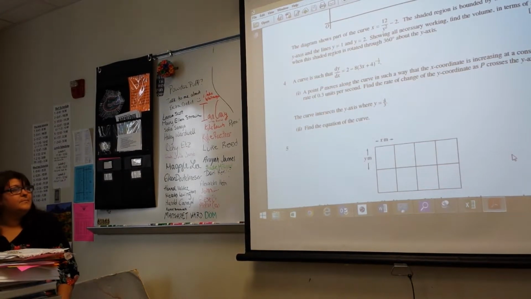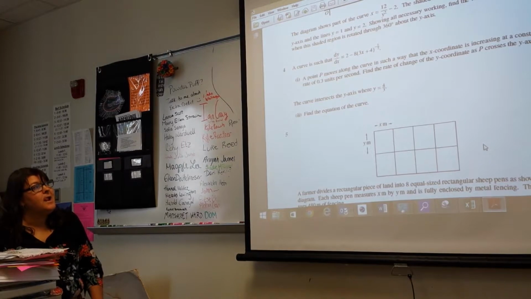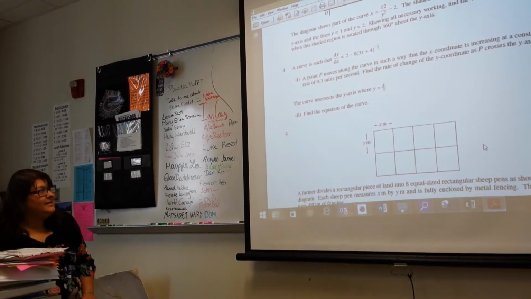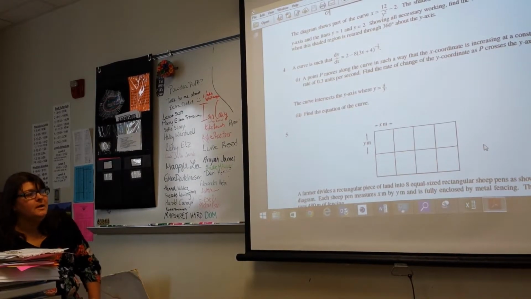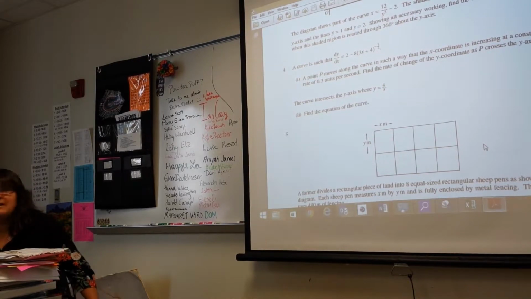And it says rates. So it'll be dy over dt equals something dx over dt. Remember, we did the given equation and what we're trying to find. Yes and no, because this one already gives you dy dx.